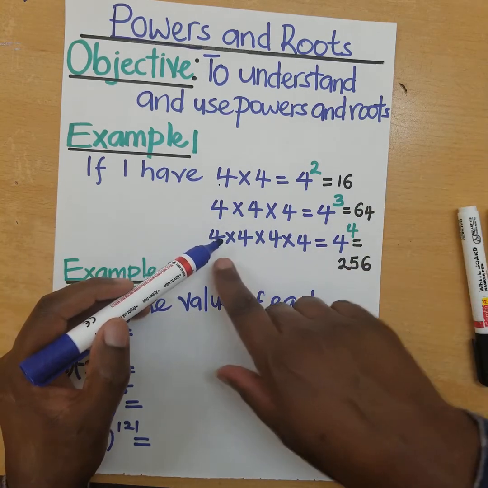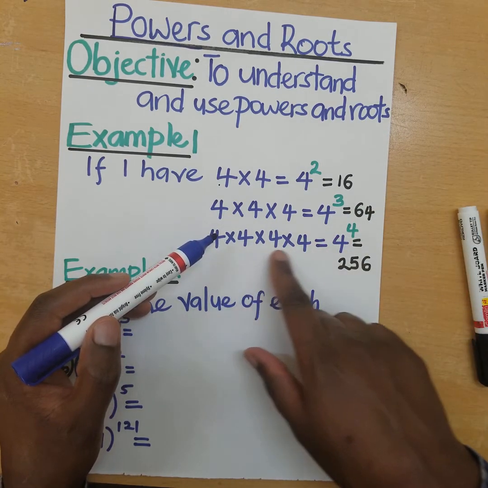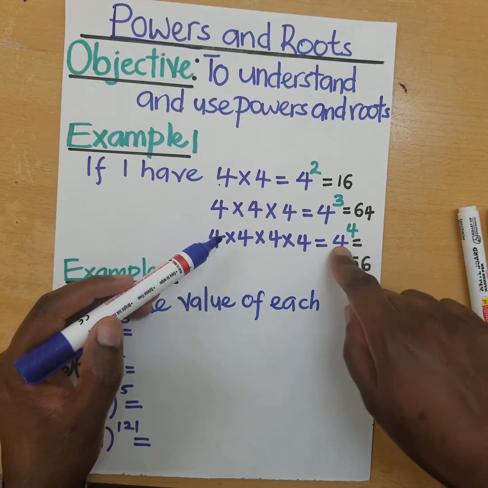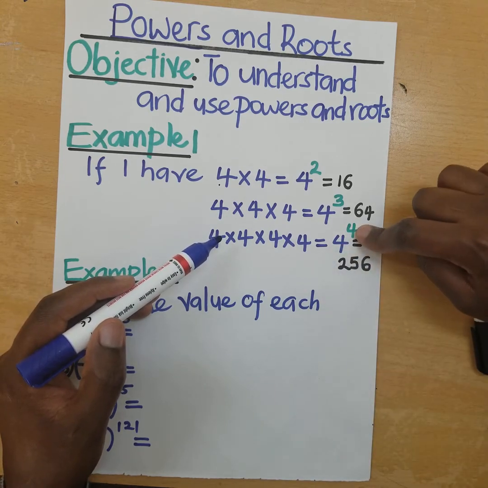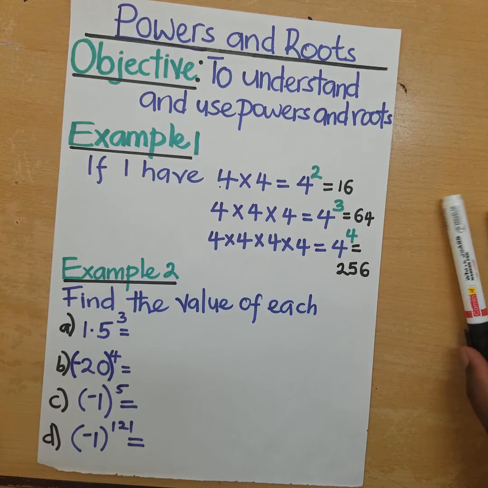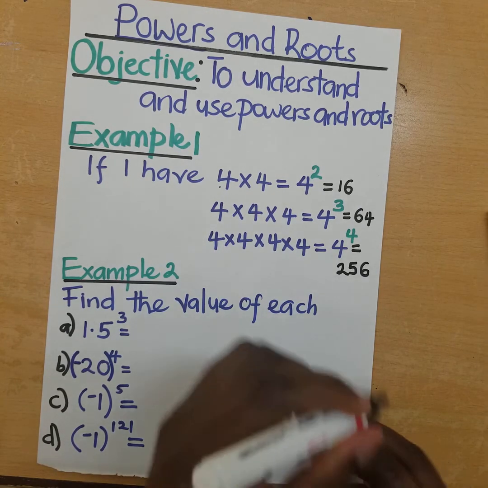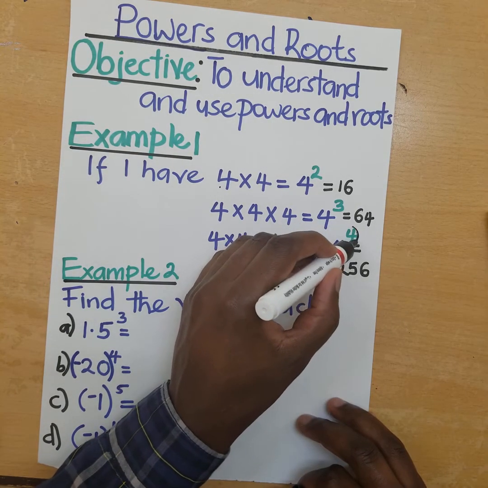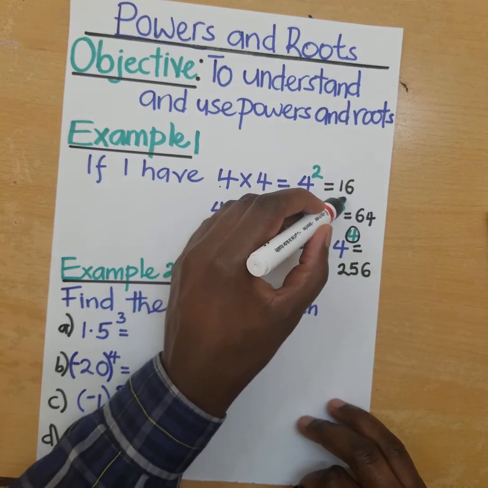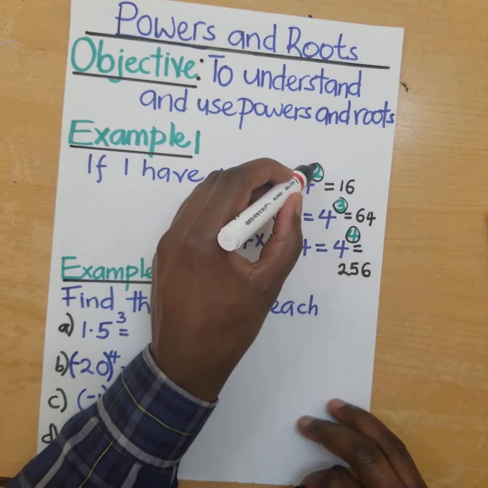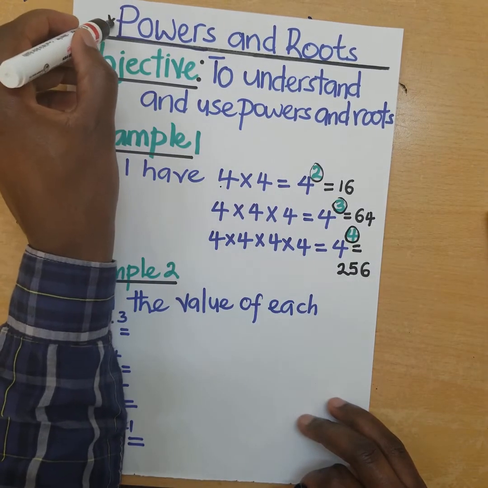What about if I'm multiplying it 4 times? I'll write it as 4 with a small 4 at the top. So this small 4 here, you see it? And this 3 here, this 2 here is what we call the power.